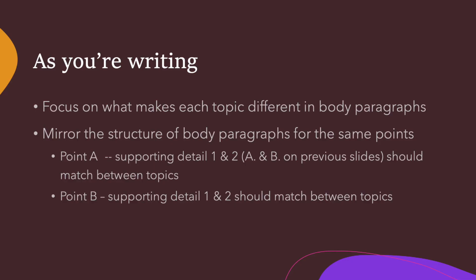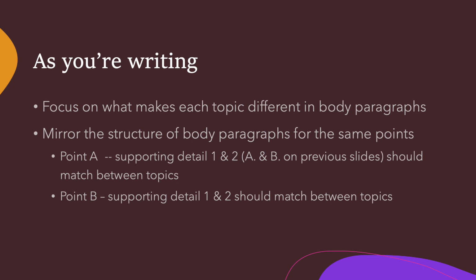Now, some other reminders I wanted to leave you with. Make sure that you're focusing on what makes each topic different in the body paragraphs. Okay, just like I did in the example, Dumbledore being super chill and calm and understanding in the novel, but then kind of off the wall and emotional in the film, right? So even though Dumbledore is the constant here, he's in both the novel and the film, the way he behaves is different, okay? And you want to focus on what that difference is.